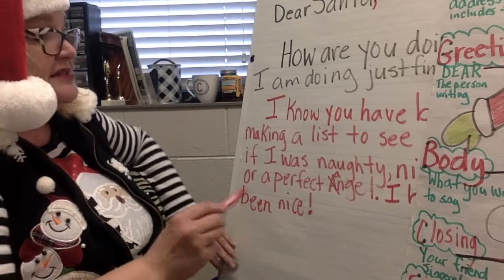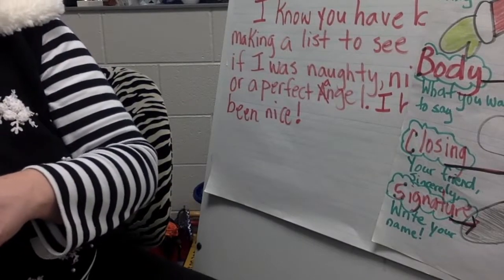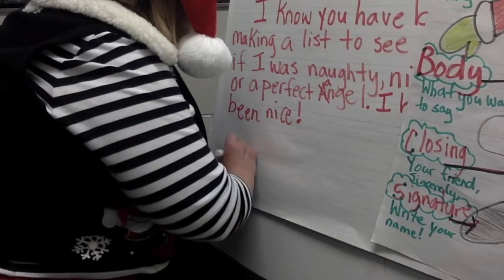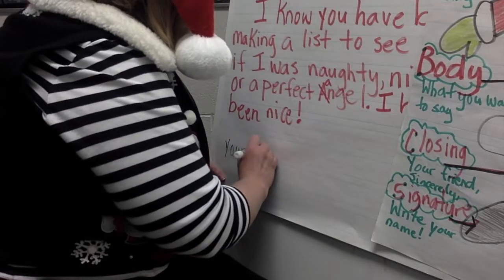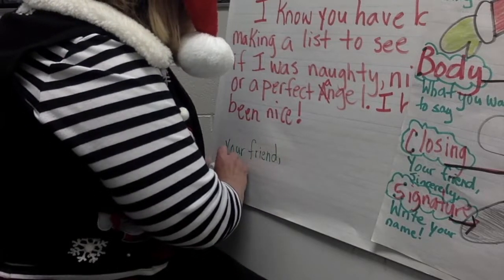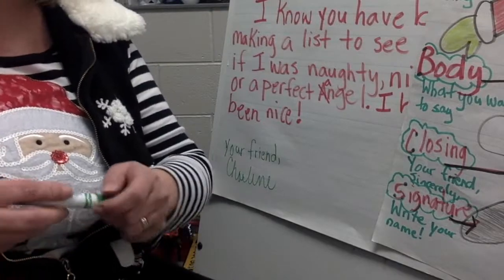So at the bottom, it's going to look something like this. I'm not done with my body, but underneath the body, I'm going to write, your friend. And I told you that the F didn't have to be capitalized, but the U in your does. And I'm going to sign my name. I'm going to sign Charlene, because I know how to write in cursive, okay?